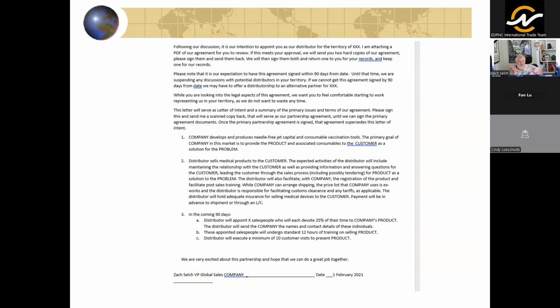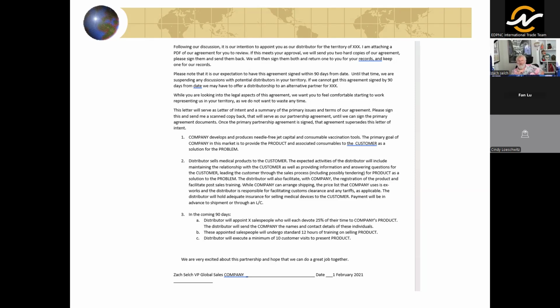Boy, you can see how old this is, because this is when we used to keep all this stuff in paper copies and no DocuSign or anything. Please note, it is our expectation to have this agreement signed within 90 days from date. Until that time, we're suspending any discussions with potential distributors in your territory. If we cannot get this agreement signed by 90 days from today, we may have to offer a distributorship to an alternative partner for this territory.